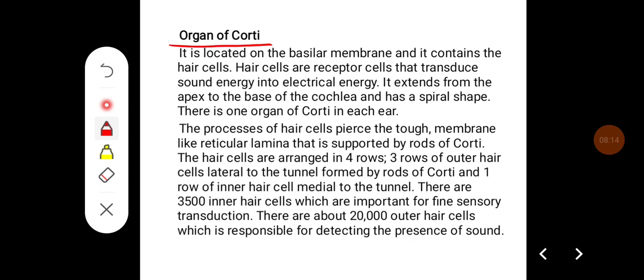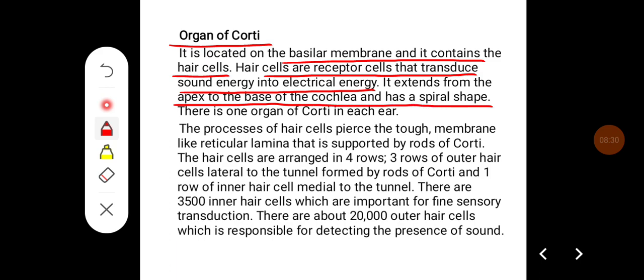Organ of Corti. It is located on the basilar membrane and it contains hair cells. Hair cells are the receptor cells that transduce sound energy into electrical energy. It extends from the base to the apex of the cochlea and has a spiral shape. There is one organ of Corti in each ear. The processes of hair cells project through the tough membrane-like reticular lamina that is supported by rods of Corti.